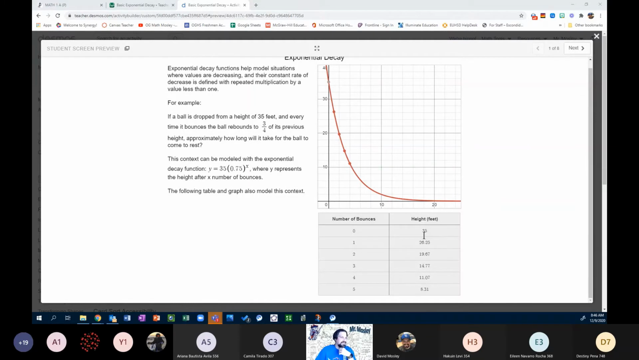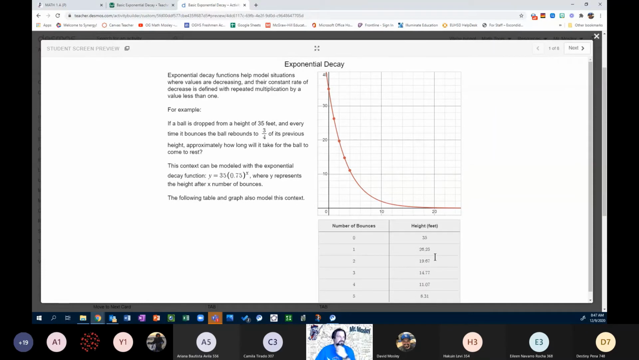All right. We also have this table here, also showing the number of bounces compared to the height in feet. At 0 bounces, meaning we're just dropping the ball, it's at 35 feet. It bounces once, it goes up to a height of 26.25, bounces again, rebounds up to 19.67 feet, and so on and so forth. So these are ways that we can represent and model this situation in this context. I'm going to advance to the next one.